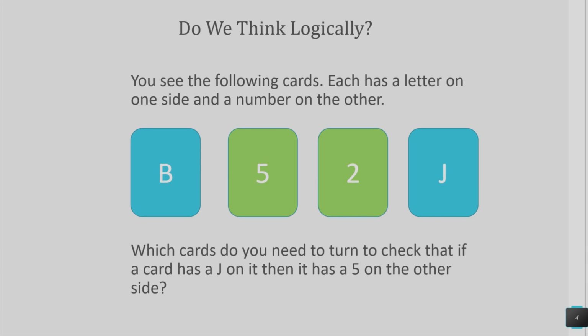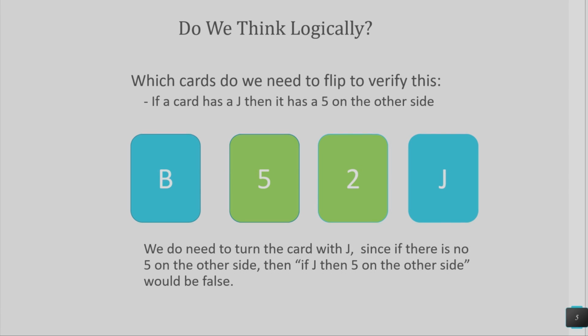You are trying to see if all the cards in front of you with a J on one side have a 5 on the other. So think about it for a second and try to see which cards you absolutely need to turn and which cards will not give you any new information if you turn them.